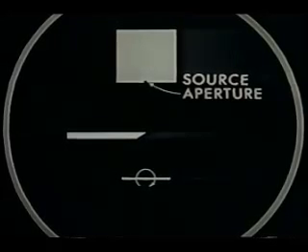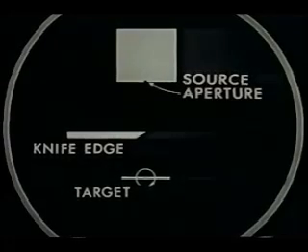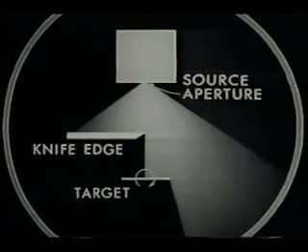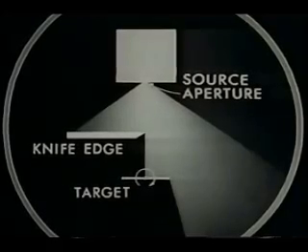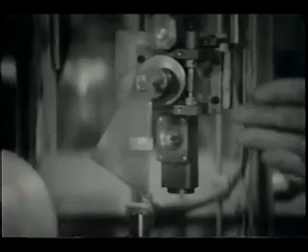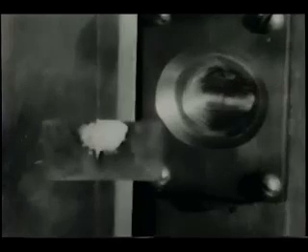Molecules emerging from the source aperture strike the target and transfer momentum to it. The knife edge screens half the target from the molecular stream. Everything is enclosed in a glass envelope and is under vacuum. Here is the source aperture, the knife edge, and the target. The target is suspended by a torsion wire. We will see the angular position by light reflected from this little mirror.